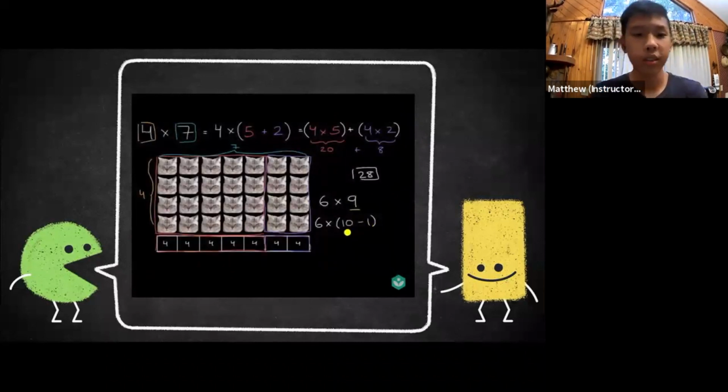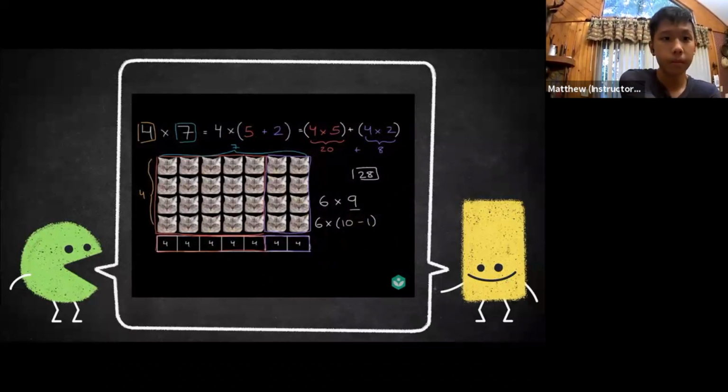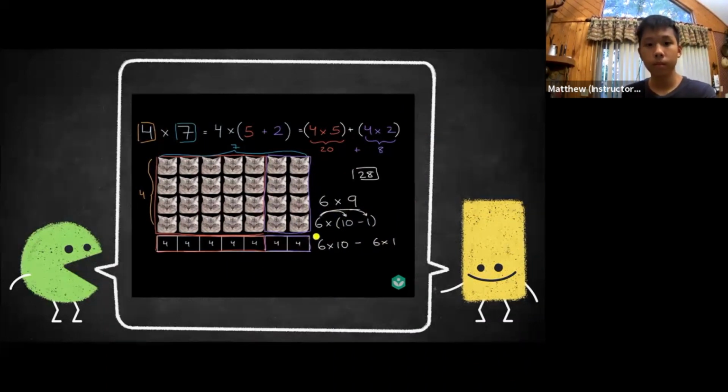10 minus 1. Based on exactly what we just did up here, that says that this whole thing is going to be the same thing as 6 times 10 minus 6 times 1. One way to think about it is I just distributed the 6. That's the distributive property right over there. And then 6 times 10 is equal to 60. And then 6 times 1 is equal to 6. And it might be easier for me to say, hey, 60 minus 6 in my head, that's equal to 54.